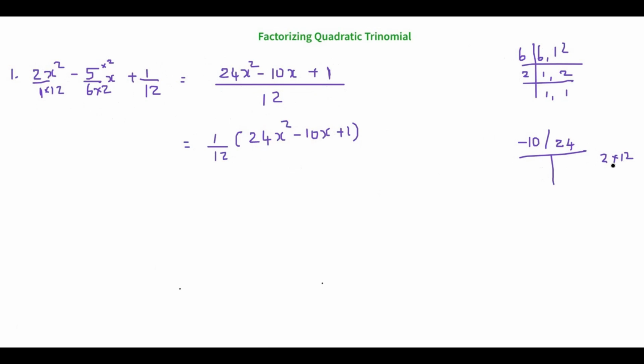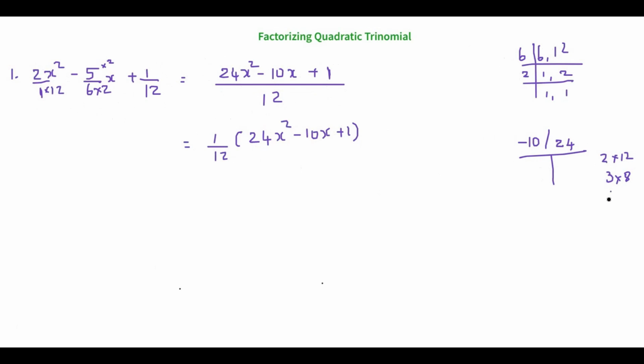So 12 minus 2 will give us 10. But 12 times minus 2 will give us minus 24. So we can't use that. So the next option is 3 times 8 is 24. So 3 plus 8 doesn't give us 10. So this option also doesn't work.